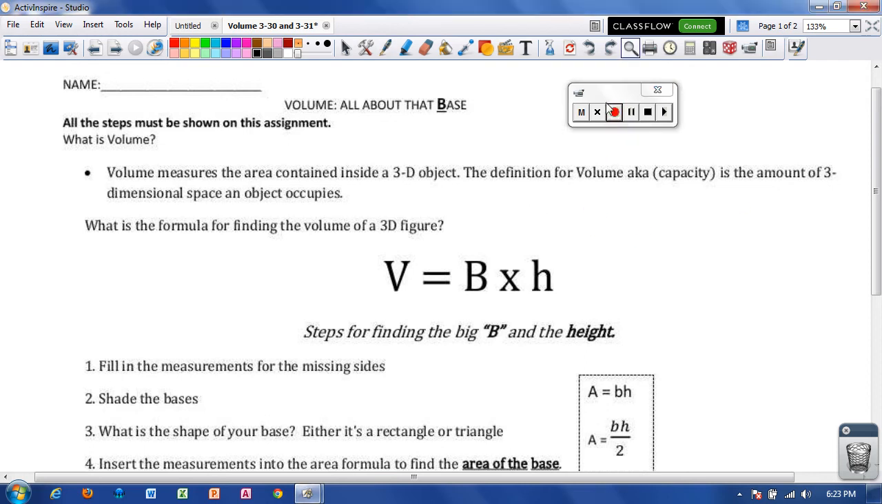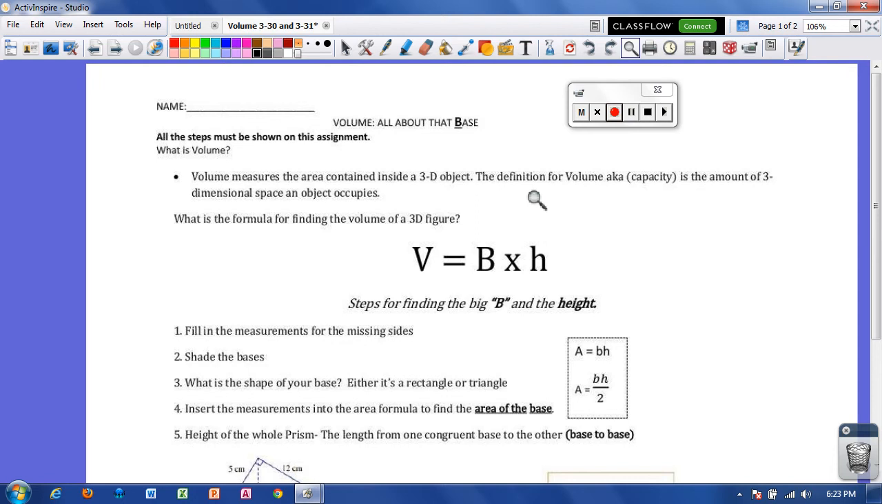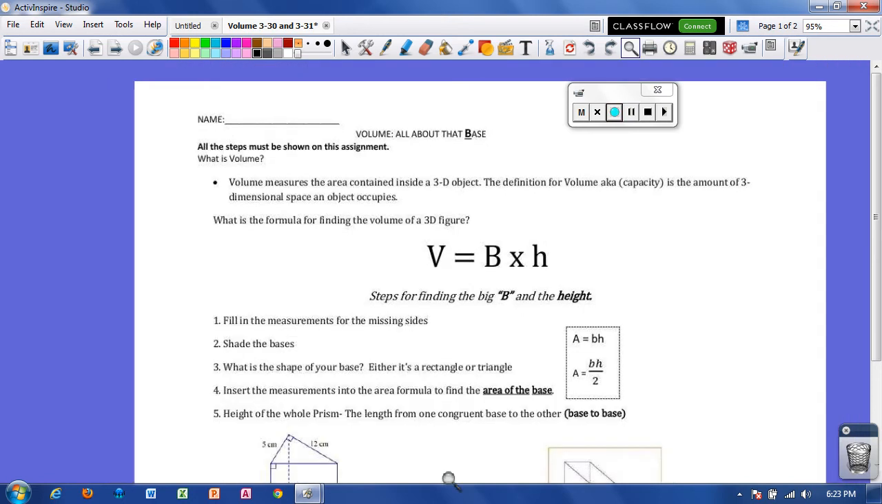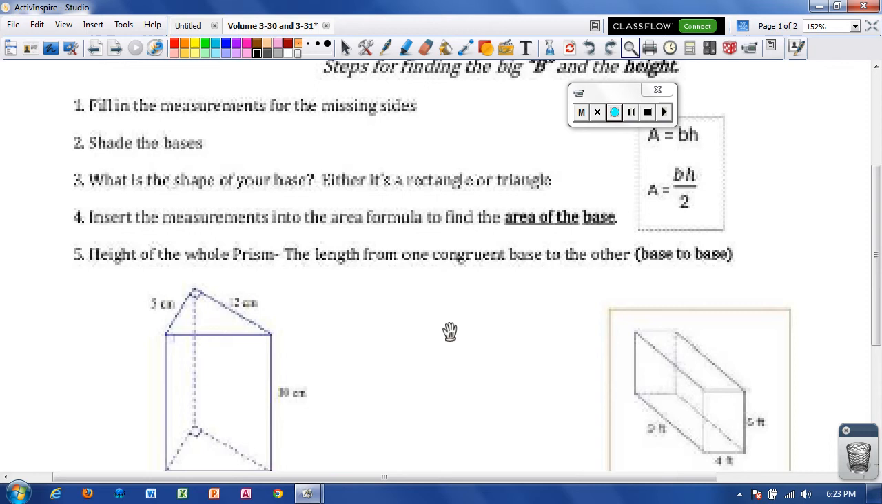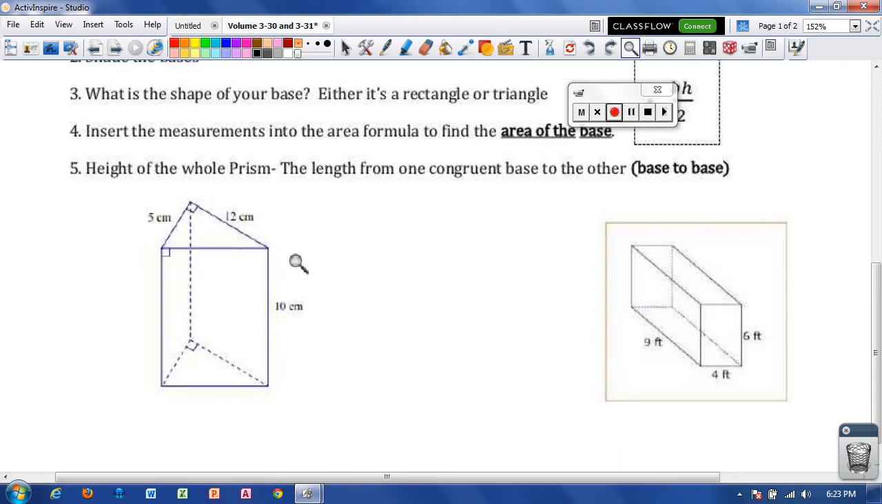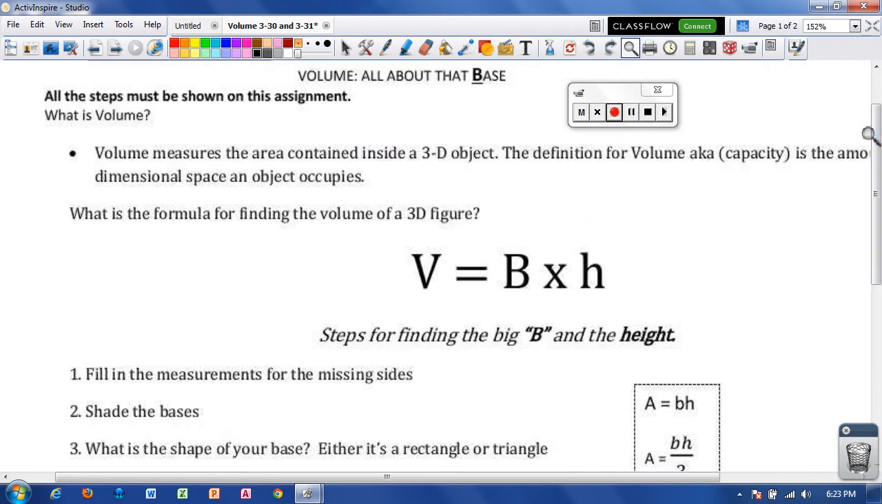So, if I zoom out and come to the bottom of my paper, we see a triangular prism and a rectangular prism. If we were to fill these, we would be finding the volume. Now, what is the formula for finding volume of a 3D figure? Well, volume equals big B times height. Big B. Well, what is big B? Well, you're about to find out.